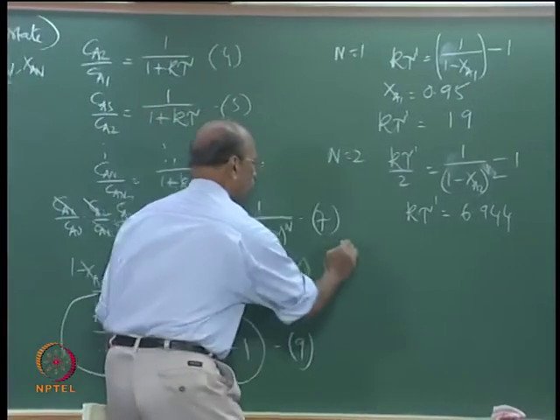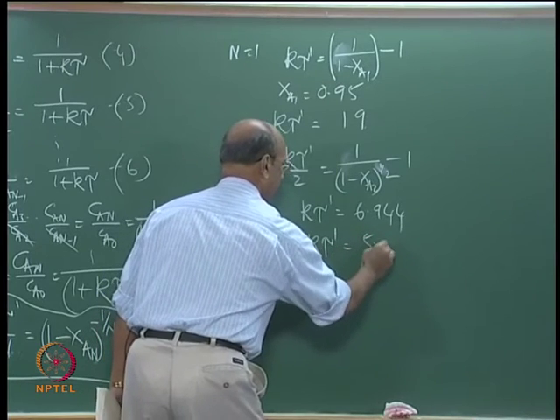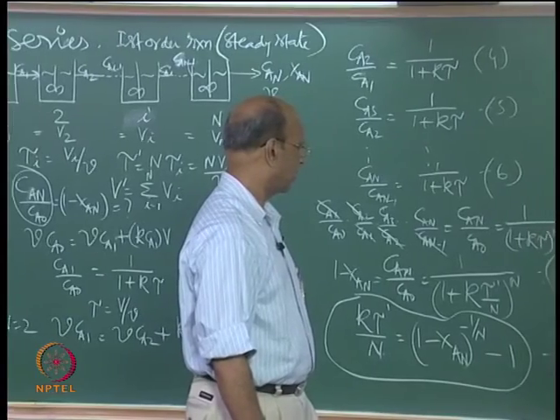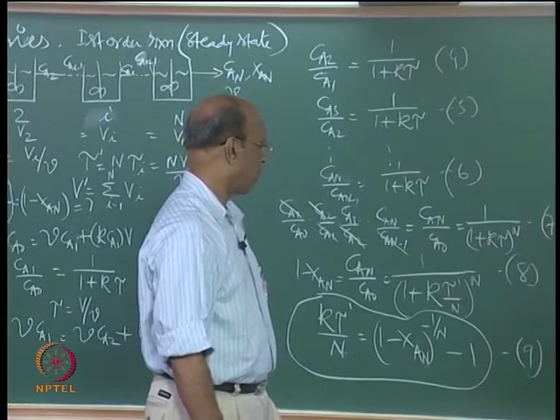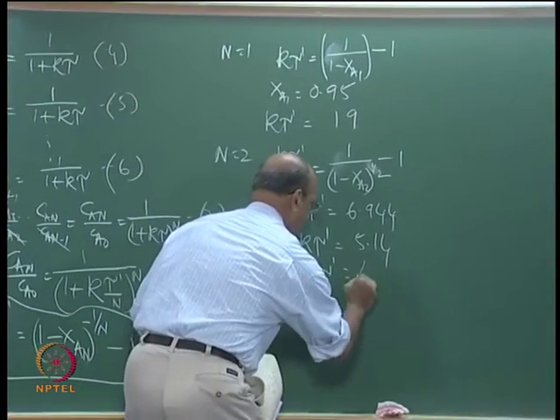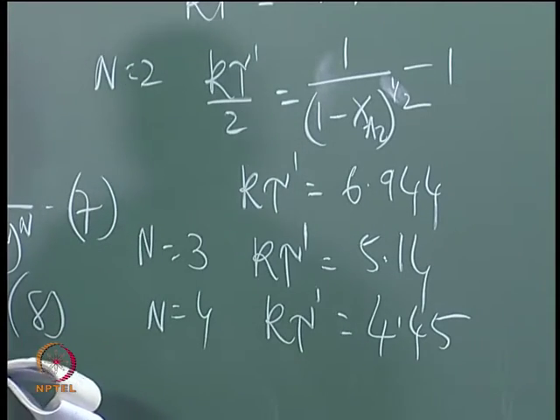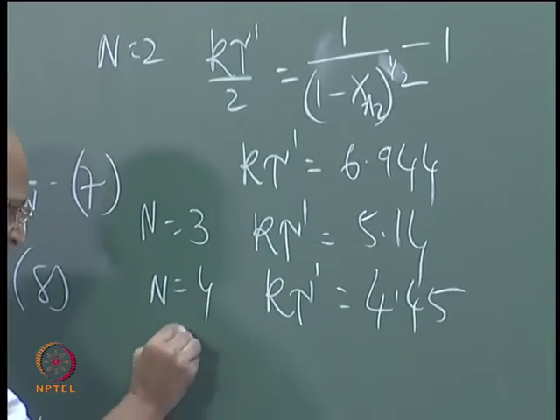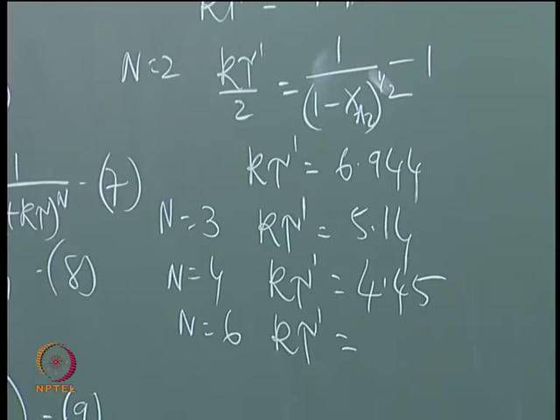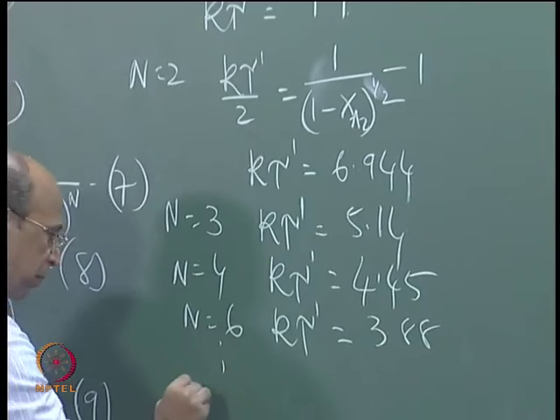Now, tell me for n equal to 3, K tau dashed for this system is 5.14. Okay, n equal to 4, 4.45. Okay. So, now n equal to 6, excellent, 3.88. Okay, n equal to infinity.